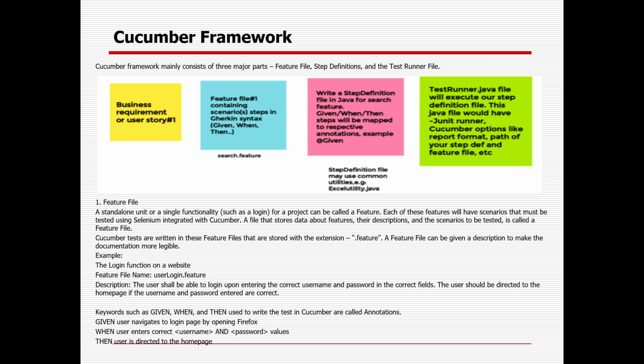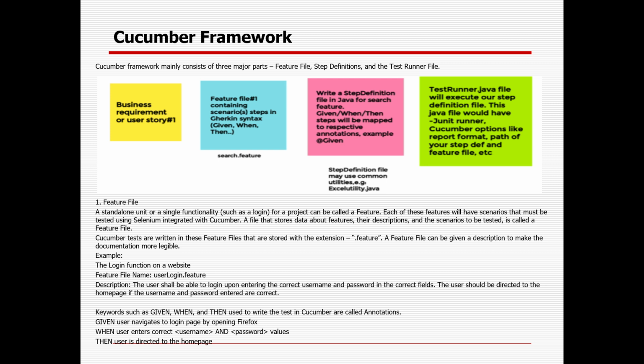A feature file is a standalone unit, or a single functionality of a project can be called a feature. Each of these features will have scenarios that must be tested using Selenium integrated with Cucumber. A file which stores data about the feature, its description, and the scenarios to be tested is called a features file. Whenever we talk about the features file, there will be given, when, then, and, or. These are the primary five keywords you need to remember. Apart from that, you need to remember scenario and feature.